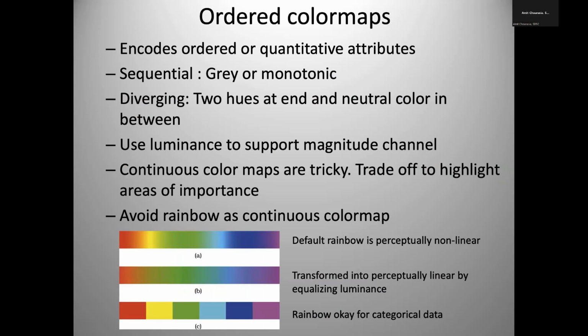Many software packages are now deprecating the rainbow color map. It's not really a good color map to use because it is perceptually nonlinear. So either it needs to be transformed into something perceptually linear by equalizing the luminance, or simply not used, right? But you can use it for categorical data, that's fine. For continuous data, the rainbow color map should not be used.